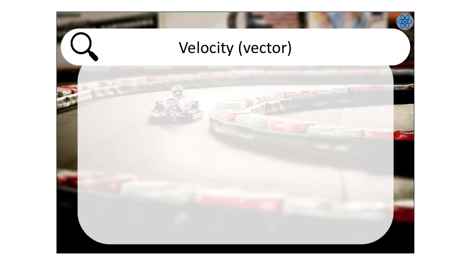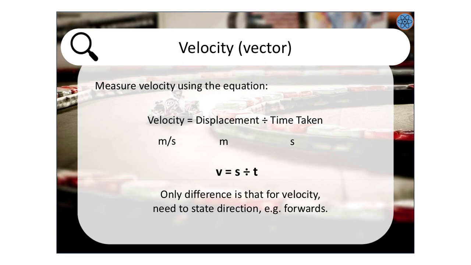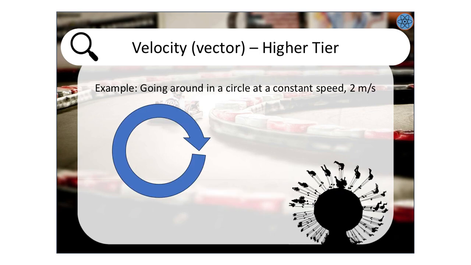So that's speed. Now on to velocity, which is our vector quantity. Well, all I've done here is change a few words. Rather than writing speed, I've written velocity, so velocity equals. Rather than writing distance, I've changed it to displacement, so displacement divided by time taken. But notice the symbols v equals s divided by t remain the same. Velocity and speed are pretty much the same, but there is a difference. With velocity, you need to state the direction, so forwards, backwards, up, down, left, right, often given with a positive or a negative value.